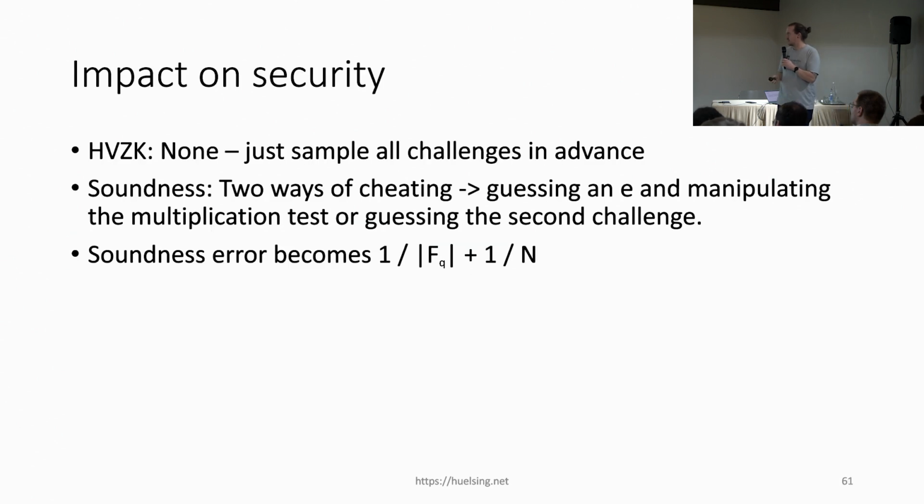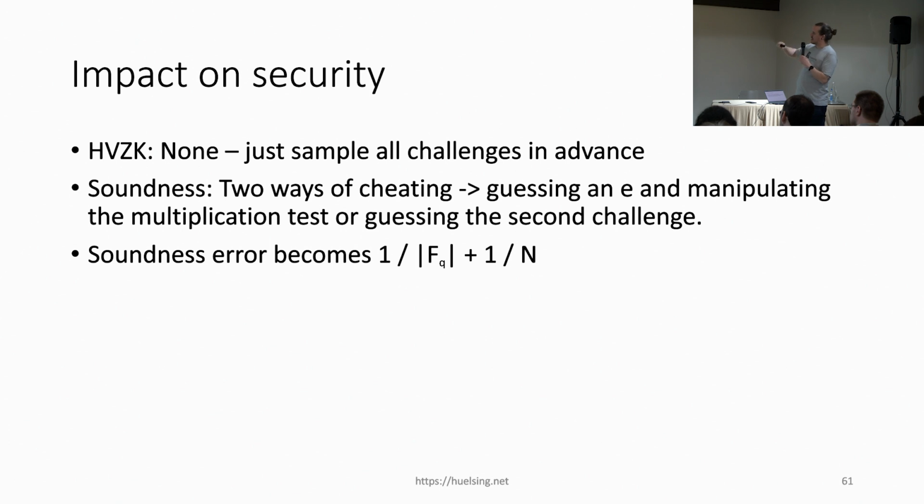Yes. So what's the impact on security? Honest verifier zero knowledge, this really doesn't make any difference. I'm just sampling both challenges in the beginning and simulate everything. Works like a charm. For soundness, things get a bit more nasty. So now I suddenly have 2 ways of cheating. Right? I can cheat this multiplication test, and I can just produce wrong interaction transcripts.